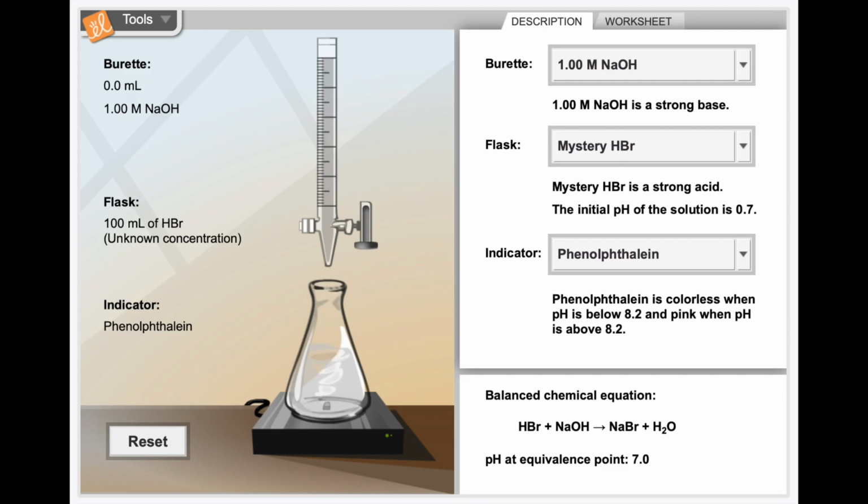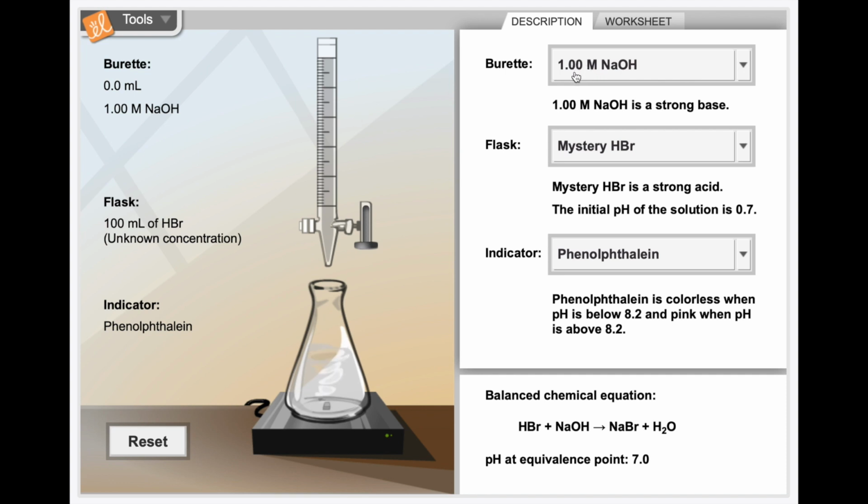Hello everyone, in this video we are going to be doing a titration simulation virtual lab. So you can see in the virtual lab we have before us that there are two pieces of equipment that we're going to be using: a burette to dispense liquid and an Erlenmeyer flask containing a solution on top of a stir plate with a stir bar. So the solution in here is being mixed up over time.